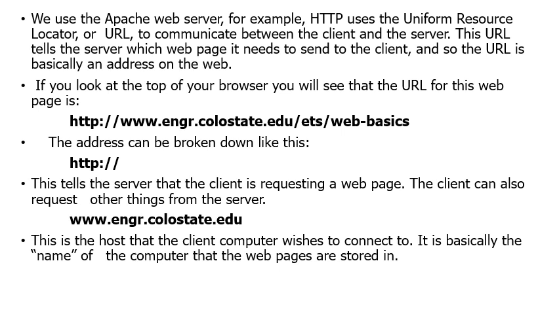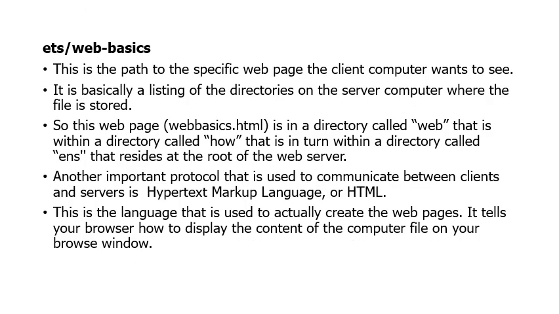Then www.engr.colostate.edu is the host that a client computer wishes to connect to. First it tells that it is a web page, and the next part tells which host the client computer wishes to connect to. It is basically the name of the computer that the web pages are stored in. Then ets/webbasics is the path to the specific web page the client wants.